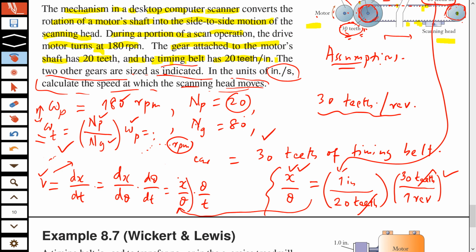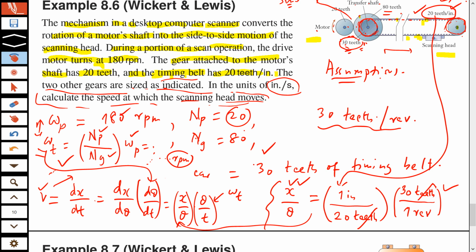Now you see the strategy, okay? And what is theta over t? Theta over t is your omega t, yeah? Because omega t is d theta over dt. You can call it d theta over t or theta over t. When it is constant, you can call it theta over t as well. So this is how you combine these different pieces of information.